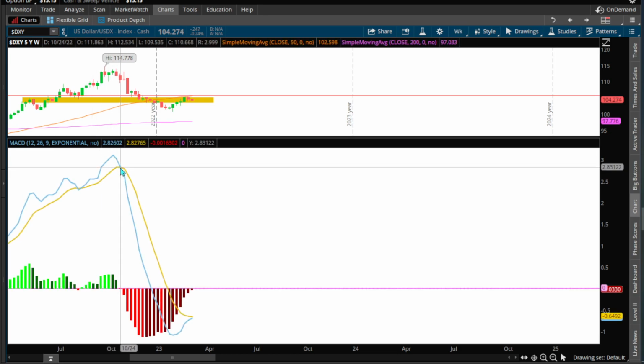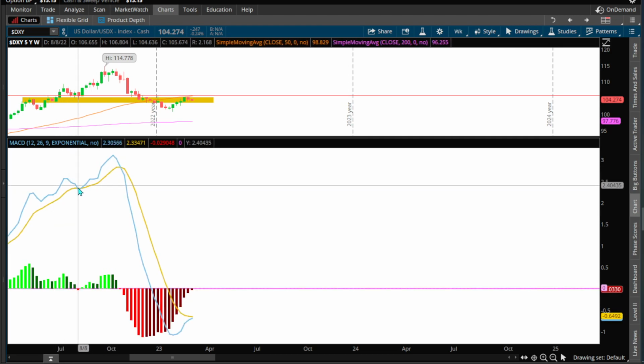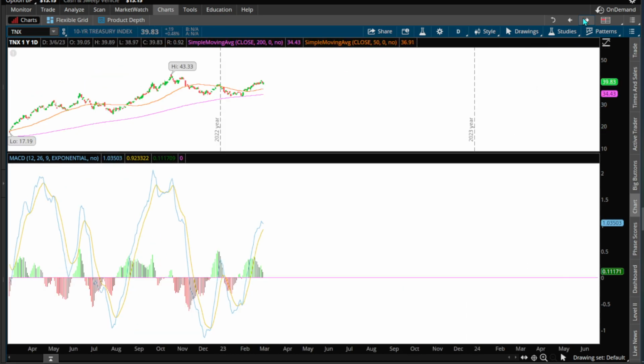Now pay attention to the last few times that we had these crossovers. So right here we had a pretty bearish crossover, and you can see that once we started curling over, we had a pretty serious sell-off on DXY. Now right here we had a bullish crossover, and this pretty much took us to all-time highs. So definitely some things to pay attention to.